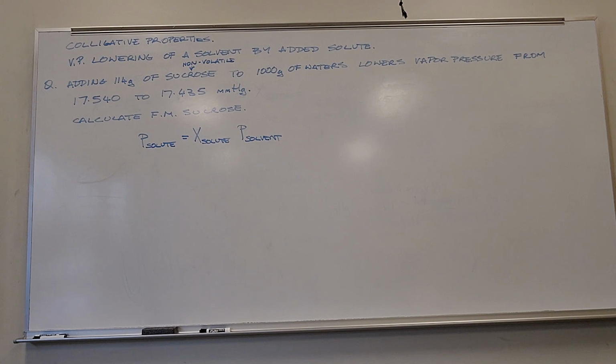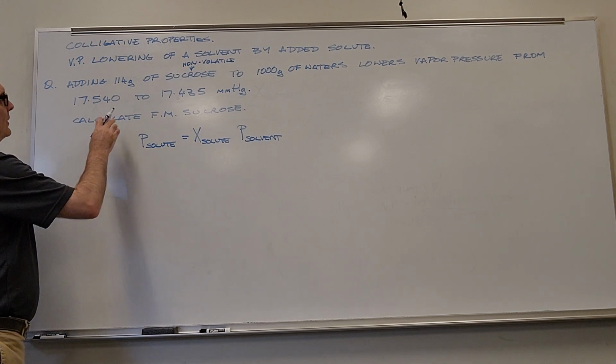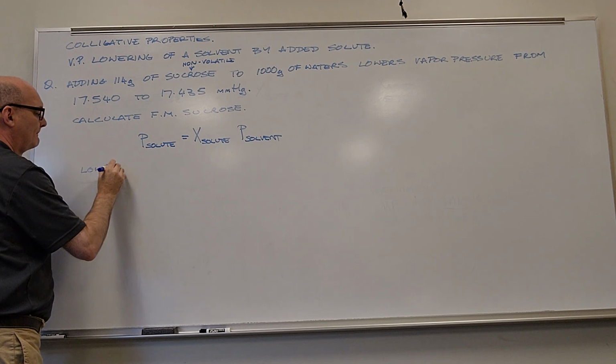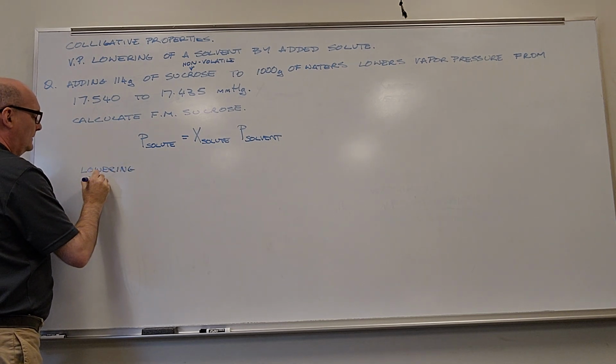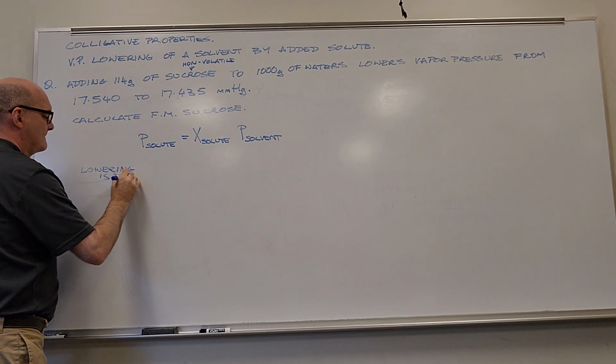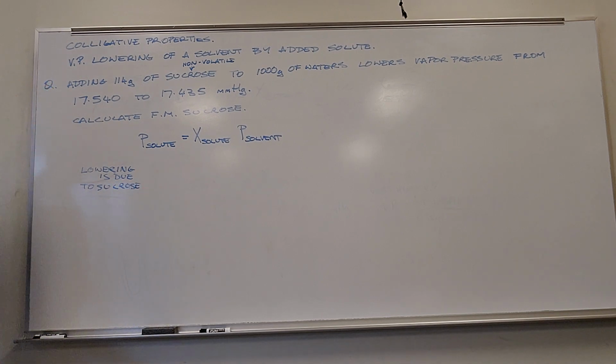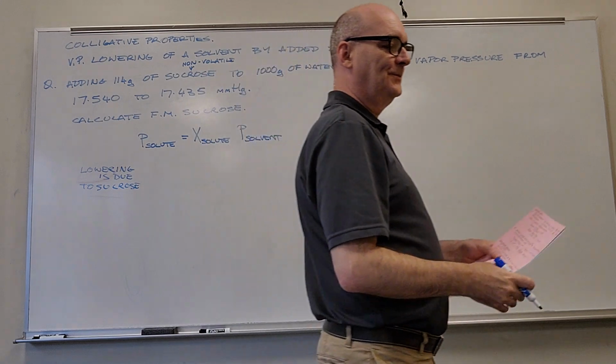Sucrose itself has no vapor pressure. So you can't find the pressure due to the solute from the vapor pressure of it, because it doesn't have one. It's only the solvent, in this case, that has vapor pressure. It's the water. All right, so the lowering of the vapor pressure is due to the sucrose.